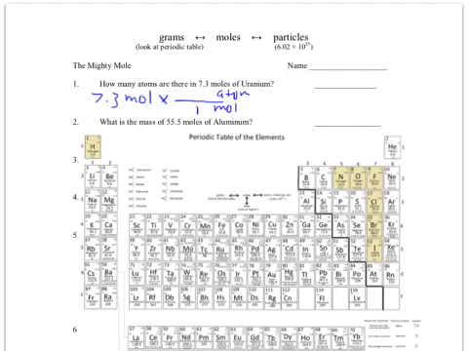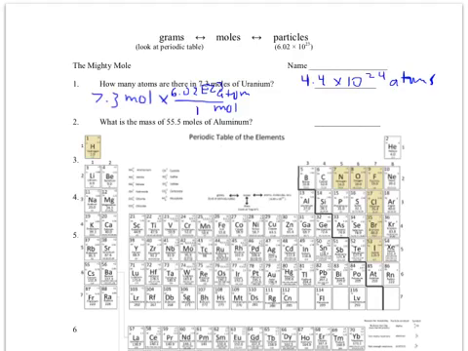and 1 mole is equal to 6.02 E23. So that doesn't look so great. And when I multiply that through, what I'm going to come up with is 4.4 times 10 to the 24th atoms. Okay. Now let's try the next one.